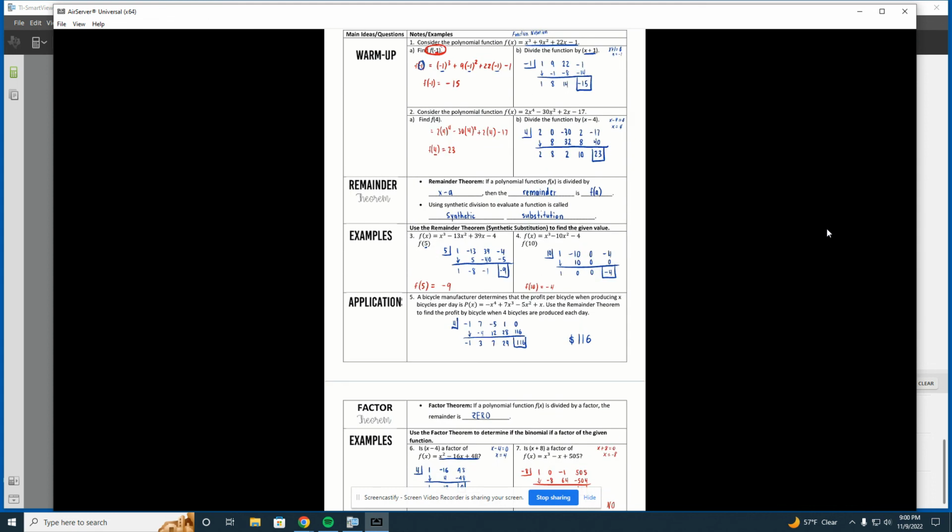So there you have it. That's the factor and remainder theorem. Use synthetic division. Easy peasy, lemon squeezy.